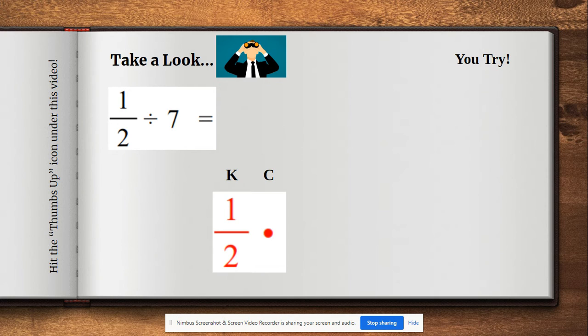So it's 1/2, and then we have the dot. So you're going to change division to multiplication. And we're going to flip. Well, remember, if it was 7, and that's a whole number, we would represent that as 7 over 1. So we flip that, and it becomes 1 over 7. So now you solve this problem. 1/2 times 1/7, and hopefully you got 1/14 as your answer. So going back, 1/2 divided by 7 is 1/14.